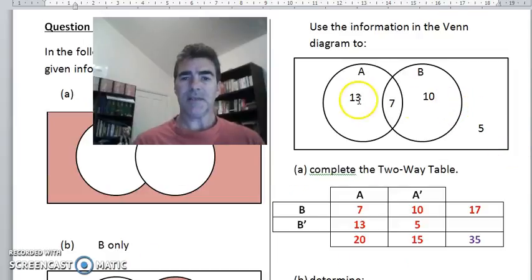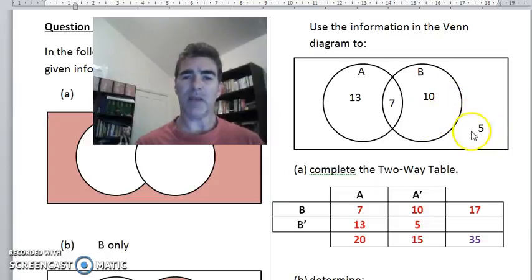In question 6, we have our Venn diagram here. There are 13 in A only. There are 7 that are in A and B, so altogether we've got 20 in A. There are 10 that are in B only, 7 that are in A and B, so altogether we've got 17 in B, and there's 5 in neither.